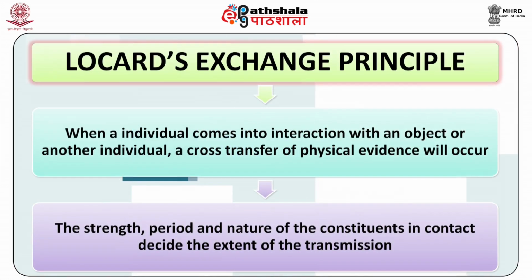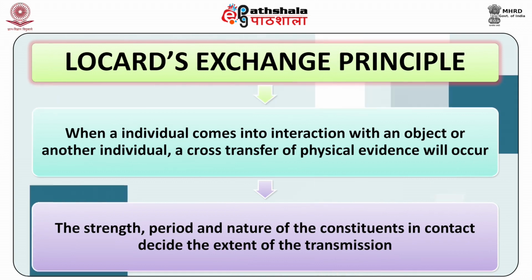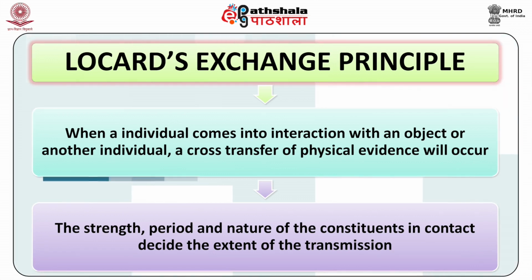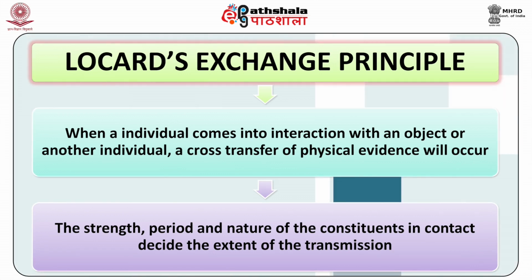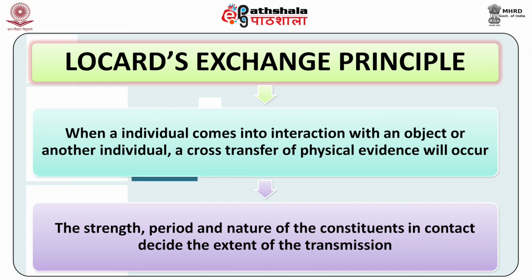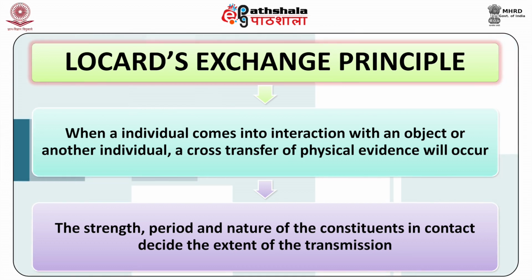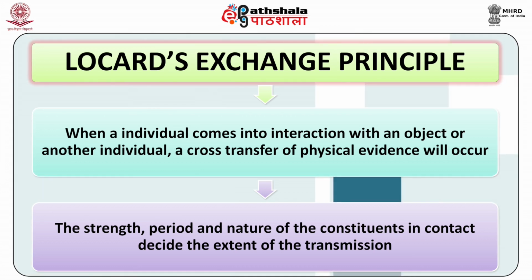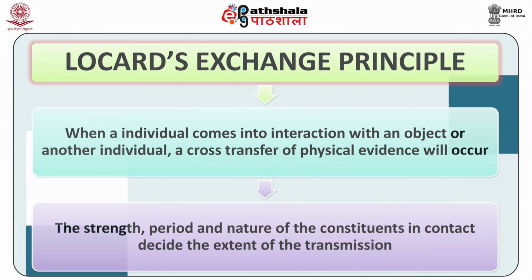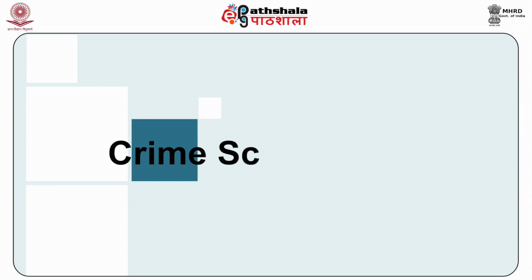Locard's exchange principle said that when an individual comes into interaction with an object or another individual, a cross transfer of physical evidence will occur. The exchanged substances show that two objects were in contact. The second part of Locard's principle says that the strength, period and nature of the constituents in contact decide the extent of the transmission.